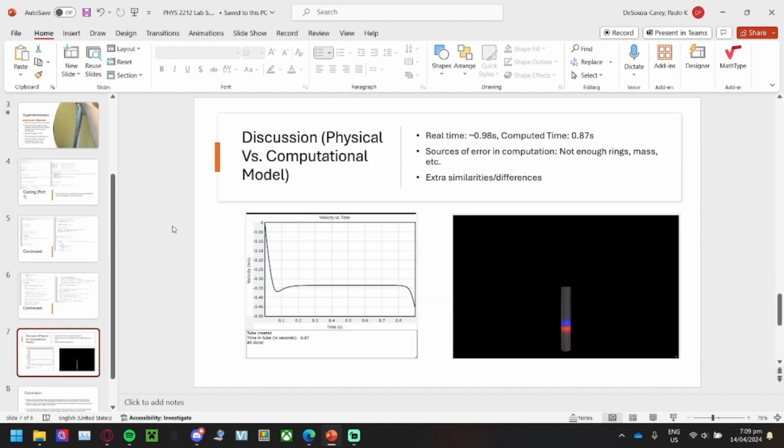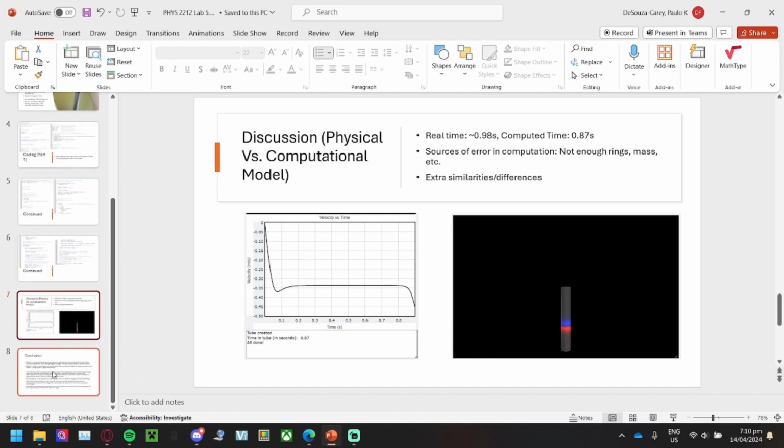The computational model showed that the magnet fell through the tube in about 0.87 seconds, and in real time it was about 0.98 seconds. What I'm thinking could be the biggest source of error is there not being enough rings in the computational model, so there's not enough force contributing to the magnet slowing down. Also, maybe some measurements were off, like mass or dimensions of the tube. Either of those were probably the big ones, I'd imagine.